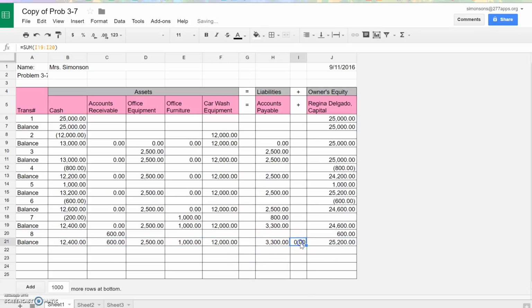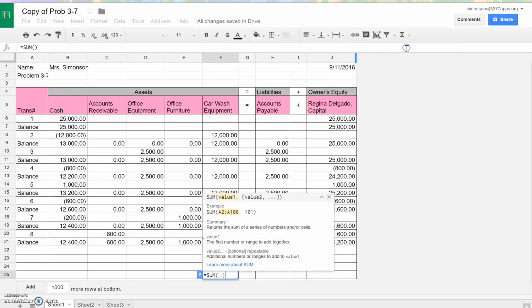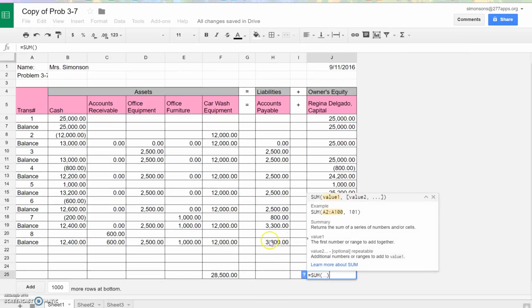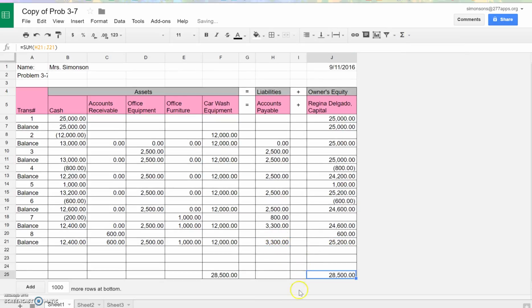And just to double check, sometimes I like to see for sure if my balance is the same on each side. So I'm going to do a sum, and I'm going to drag my balances on the left side of the equation. And they're currently equal to 28,500. I'm going to do the same for my balances on the right side of my equation. Okay, so my equation is in balance. I have 28,500 worth of assets, and I have 28,500 worth of liabilities plus owner's equity. Problem 3.7 done.